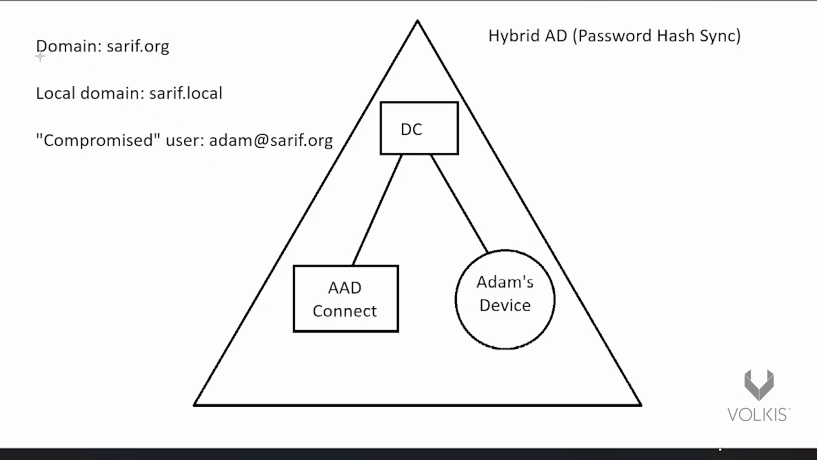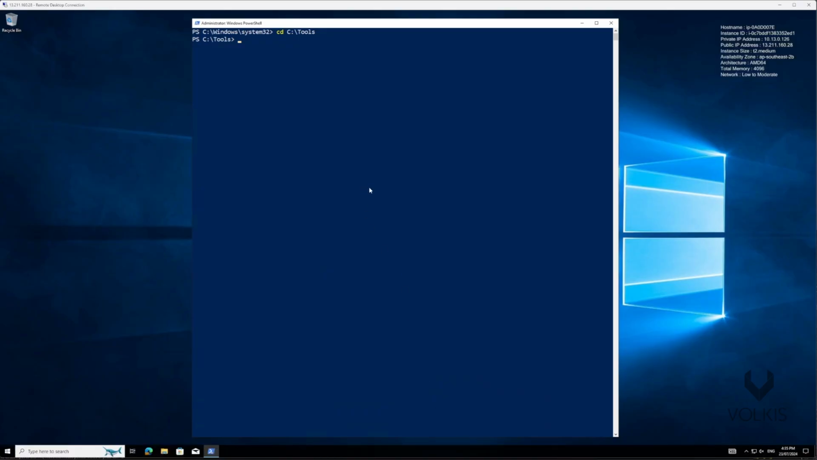So just for reference, the domain itself is sarif.org, and the local domain, the on-prem domain, is sarif.local. So first things first, we're domain admin, right? So we can just log on to Adam's device and do things on there. This is that device. This is that Windows 10 device. And we're going to fire up Mimikatz.